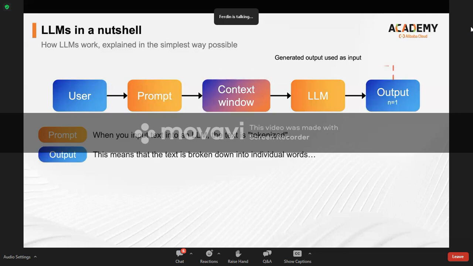So when you input text into an LLM, the text is tokenized. The output will be like this, which means that the text is broken down into individual words. So it will give the output that way.